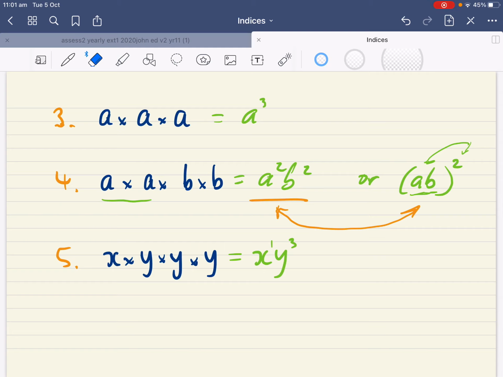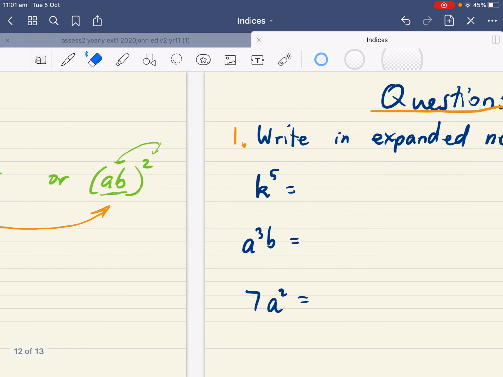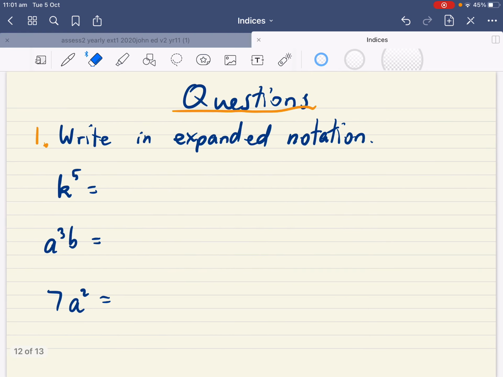Just a little bit of practice for you guys to do yourselves. So let's crack on over. All right, so there's 2 questions in total. Here's the first one. There's just 3 parts to it. Write in expanded notation. I'm going to get you to copy this down into your books. Have a go at answering it.